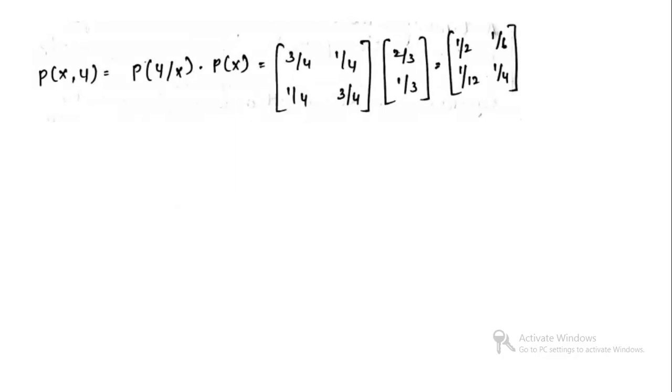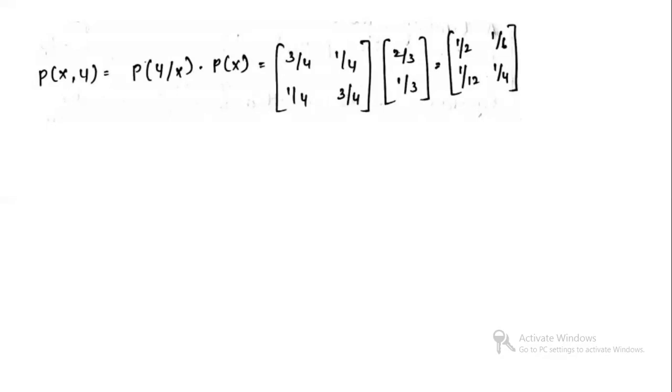Here, the multiplication of the matrix is not the regular mathematical multiplication. It is that x1 is 2 by 3, while x2 is 1 by 3. So multiply x1 with the first row and multiply x2 with the second row. By doing so, we get the joint probability matrix as 1 by 2, 1 by 6, 1 by 12 and 1 by 4. Now we have the joint probability matrix.